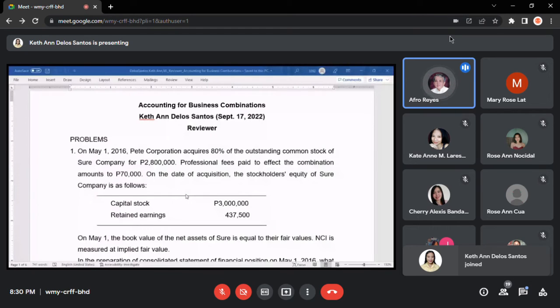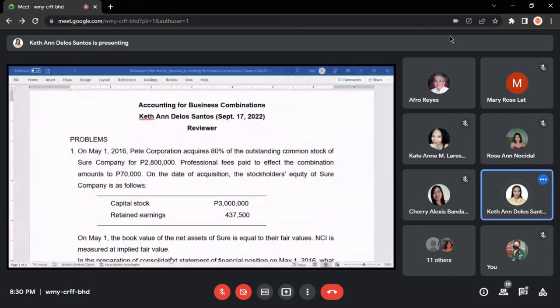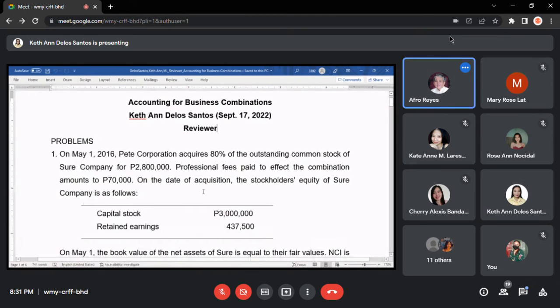Let us say the reviewer. Kita na po ba? Oh, konti pa kalaki. Maganda, maganda. Wait lang po. Ito na yan. Yan. Ganda. Okay po.